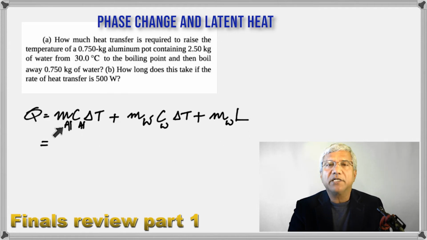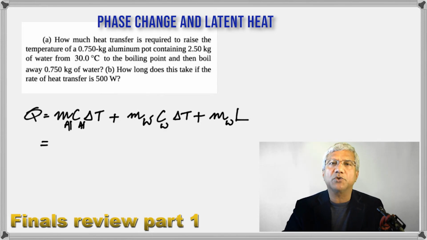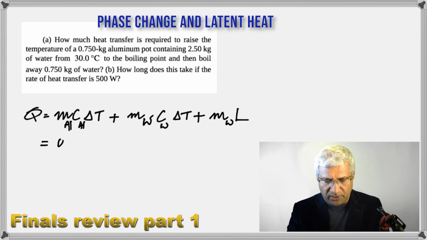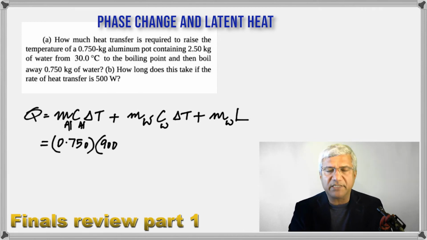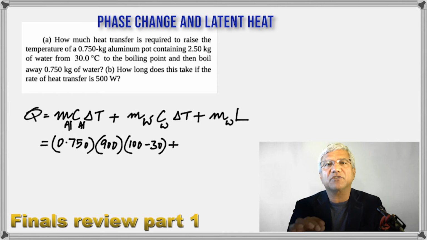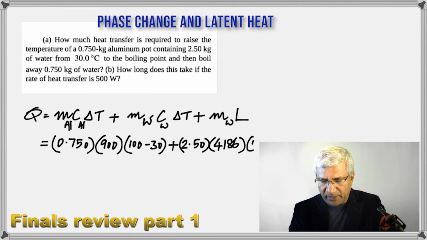So the first part shows the amount of heat required to heat aluminum. The second part shows the heat required to heat water from 30 to 100. And the third part shows how much heat is required to boil away the mass that is given. Okay, so plug in: mass of aluminum is 0.75, 900 is the specific heat, and change in temperature, 100 minus 30. Whenever you take the change, put the higher minus lower. Keep that in mind. Then mass of water, 2.50. Specific heat, same change in temperature.